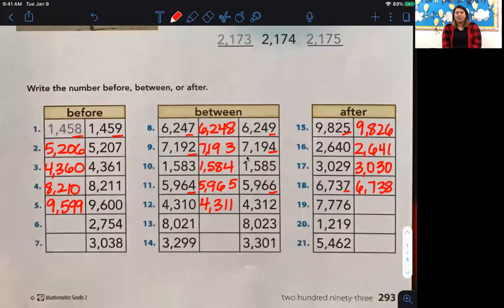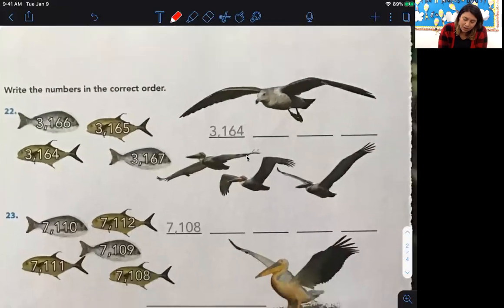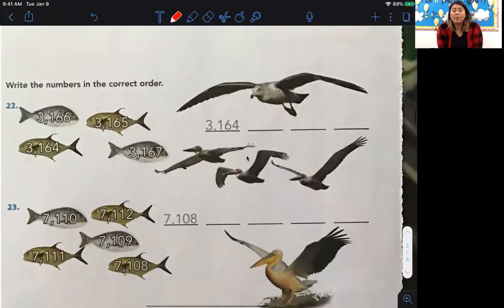I'm going to let you guys do those next two, and we're going to move on to the back. So you can come back to those next two, or you could just do it right now while I'm talking. I'm buying you some time. Okay, when you're done with that, skip on back. You're going to write the numbers in correct order.